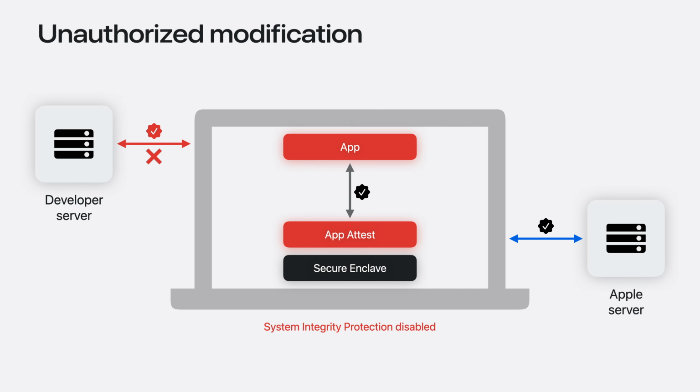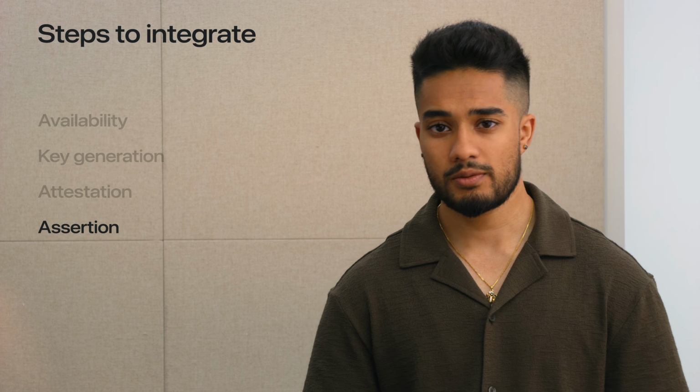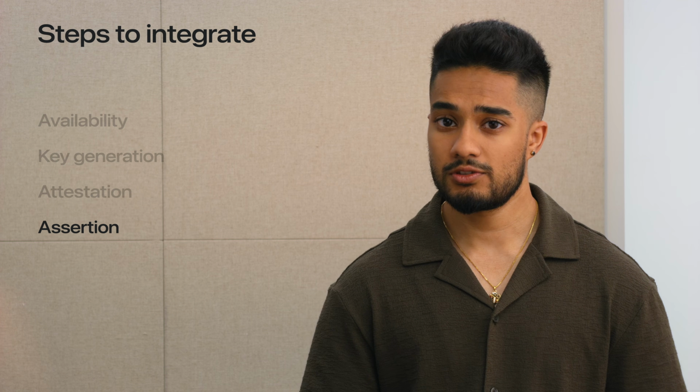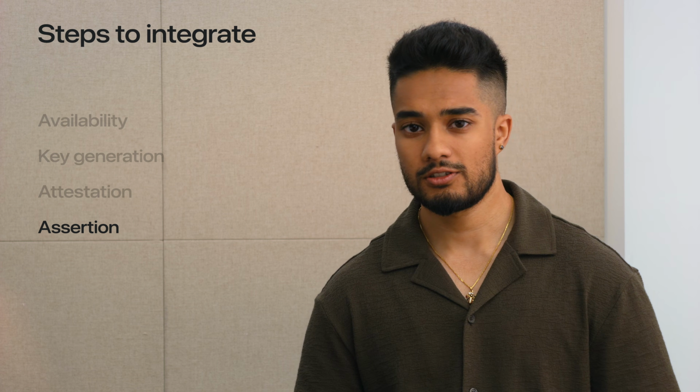Your server can reject communication with the modified copy of your app, and you can factor this into your risk assessment for the user. Now that your server has validated the attestation and stored the public key, your app can use that attested key to secure ongoing communication via assertions.